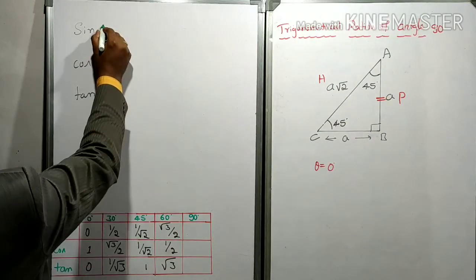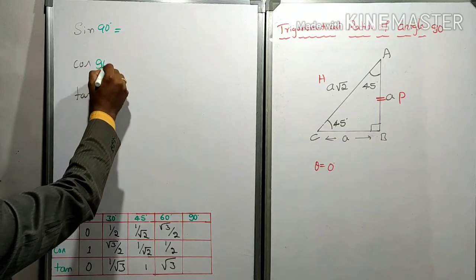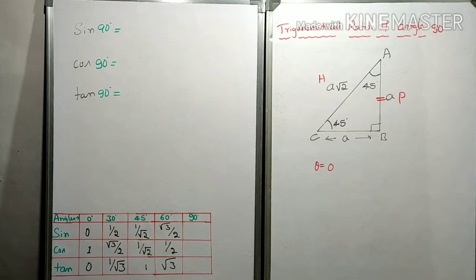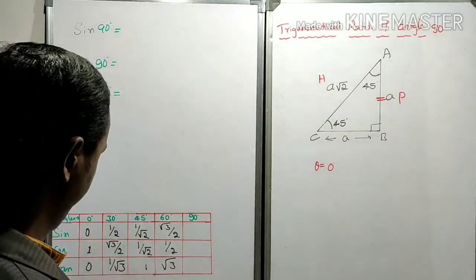Sin 90 degree value I want. This is last, cos 90 degree. Tan 90 degree, dear children. Okay. Now observe carefully, dear children. See, very interesting.